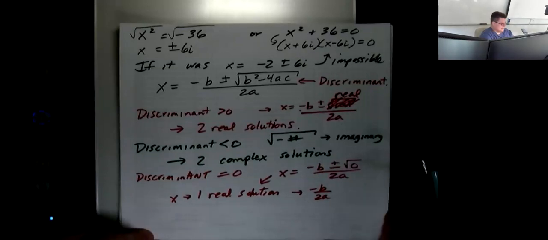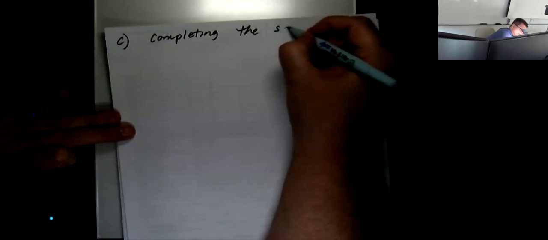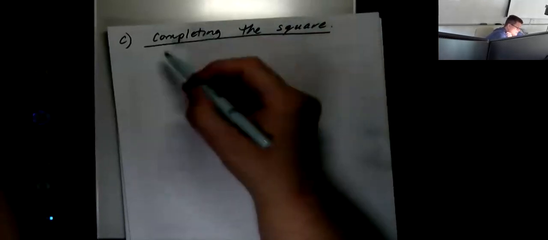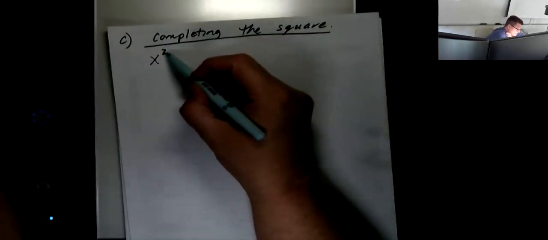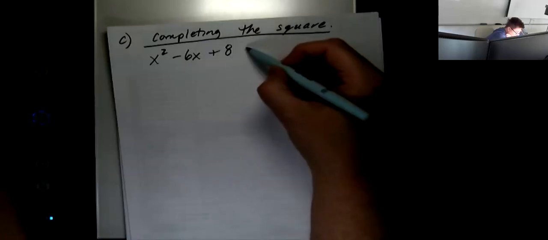Alright. Let's take a look at completing the square. I think this is easier just with the example. We've been doing x squared minus 6x plus 8 equals 0.